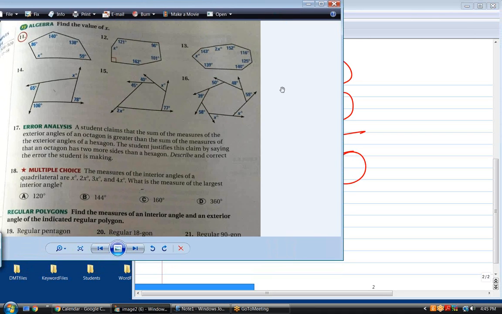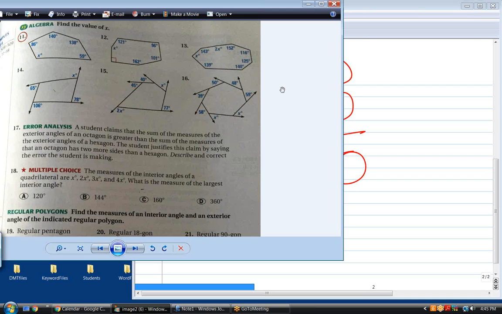13, you see how you're going to do that? Yeah. You're going to count the sides up, figure out what the sum of the angles equals, and the equation is going to be 3x plus the sum of those 6 numbers you see equals whatever that number is supposed to be.